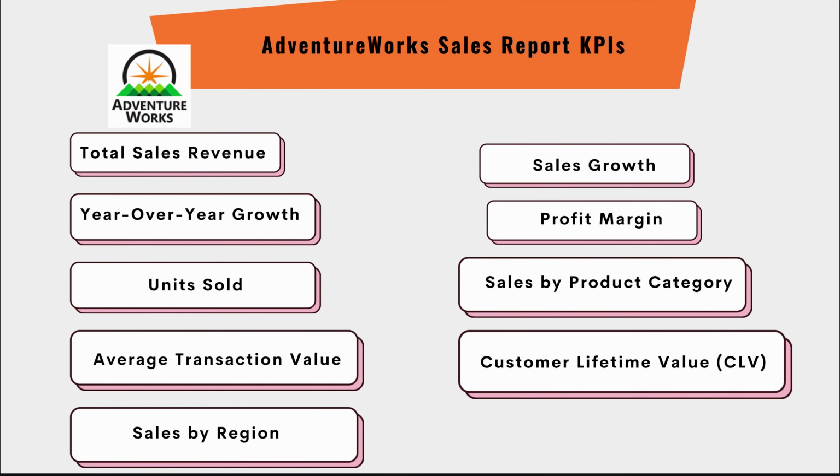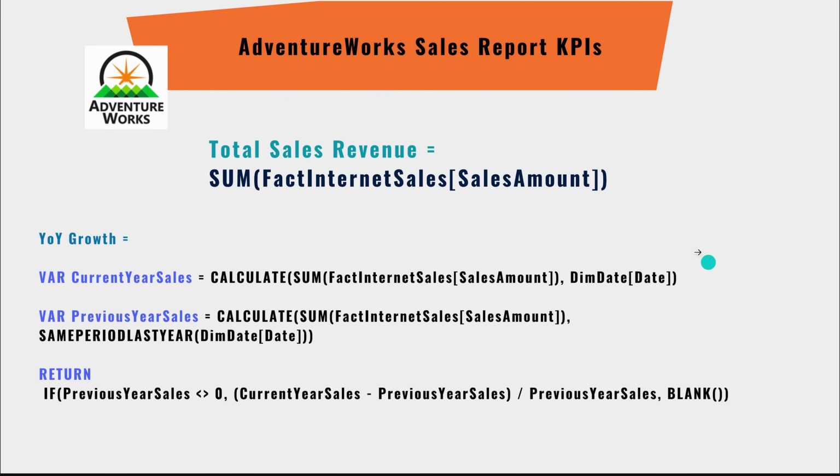We are going to calculate all of these KPIs and use them in our report when we start designing our Power BI report. Now let's see how to calculate them. The very first formula is very simple. You have to calculate the total sales, and for that you need to get one column from the fact internet sales table and sum it, which is over here.